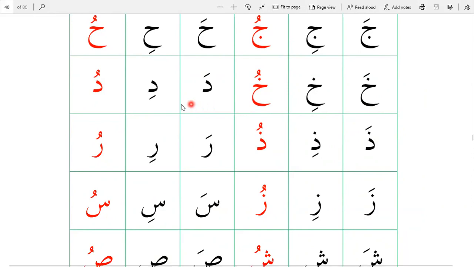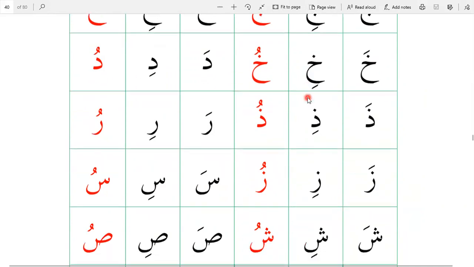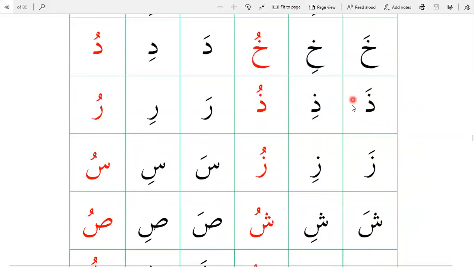Da, di, du, da, di, du, the, thu, the, thu, ra, ri, ru, ra, ri, ru.